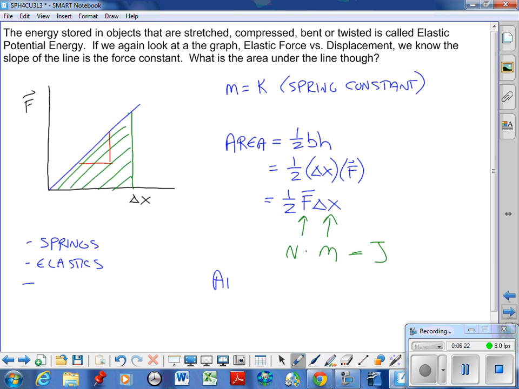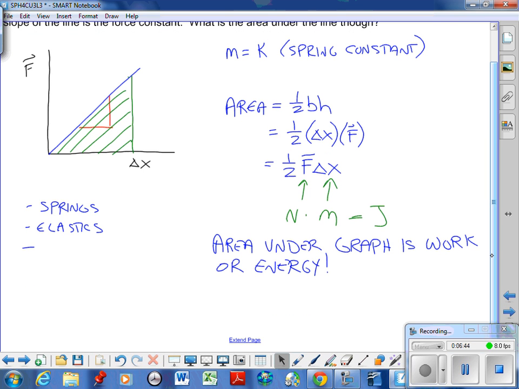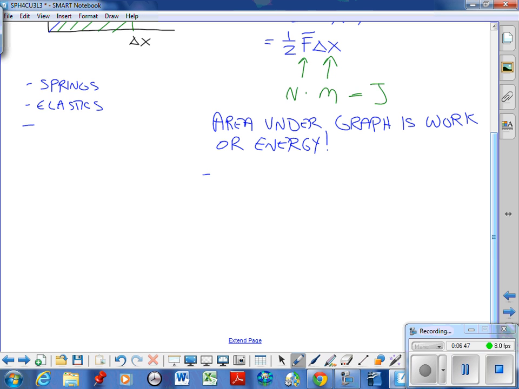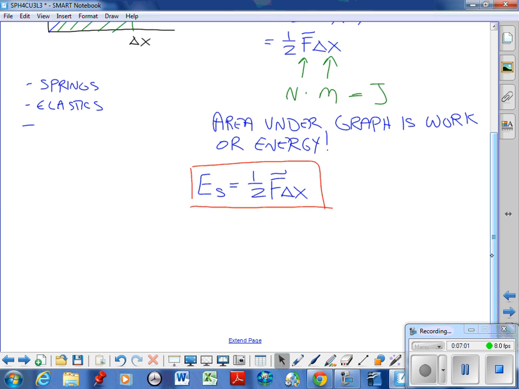So area under graph is work or energy. So am I going to have you finding the area under a curve or under the graph? Absolutely not. The whole point here was to determine that our spring energy is simply 1/2 F delta x. And there you go. You have a formula to determine your spring energy.